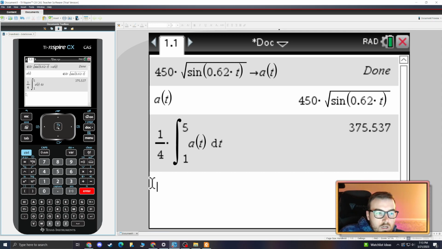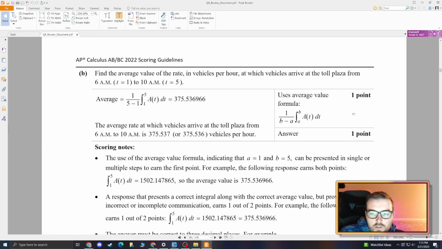And so if you look at the answer key, there is a point for using the proper units. So the average rate at which the vehicles arrive at the toll plaza is boom, right? So having the number isn't enough. Stating the sentence with proper units is what we want.